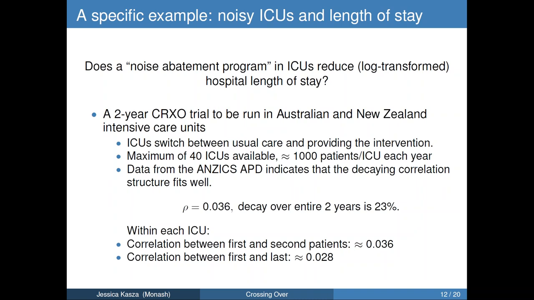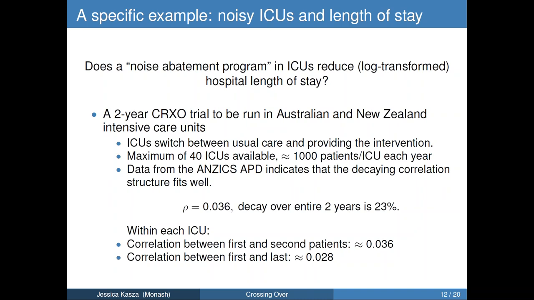So we considered data from the Australian New Zealand Intensive Care Society adult patient database. And this data indicated that a decaying correlation structure fit the data well. It fit the data better than other potential options. So we found that we had this base correlation of 0.036 and a decay over the entire 2 years of 23%. So what does this actually mean? Well, this means that within each ICU, the correlation between the first and the second patients was about 0.036, a little bit less than that because there was some decay between those two patients. But the correlation between the first patient and the last patient has dropped down to being less than 0.03 now. So we're able to capture with this decaying correlation structure that the correlation between the outcomes of patients isn't going to be constant over this entire 2 year period.